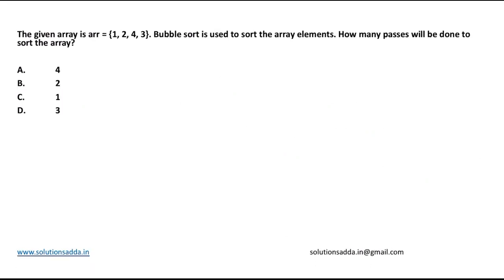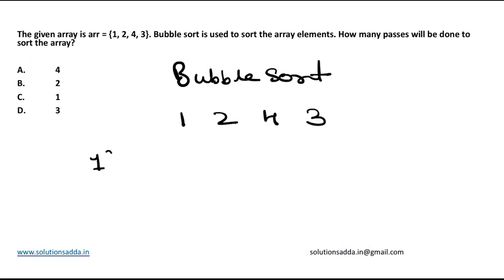This is a question from algorithms. The given array is 1, 2, 4, 3. Bubble sort is used to sort the array elements. How many passes will be done to sort the array? Options are 4, 2, 1 and 3. So let us try solving this question using bubble sort. What does bubble sort do? It repeats the step for 1, 2, 4 and 3. When the first pass is done, it compares the adjacent elements in each pass and swaps if they are not in the correct order.